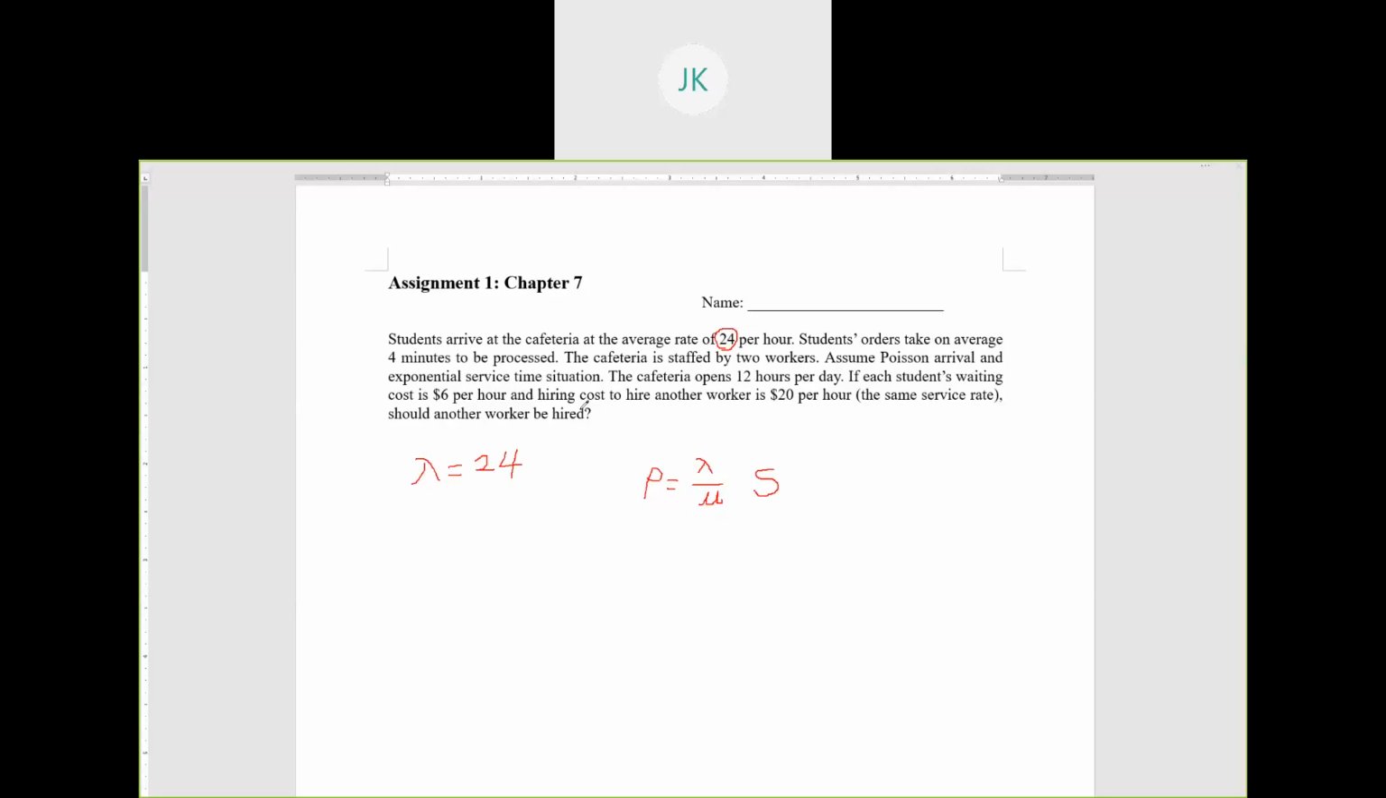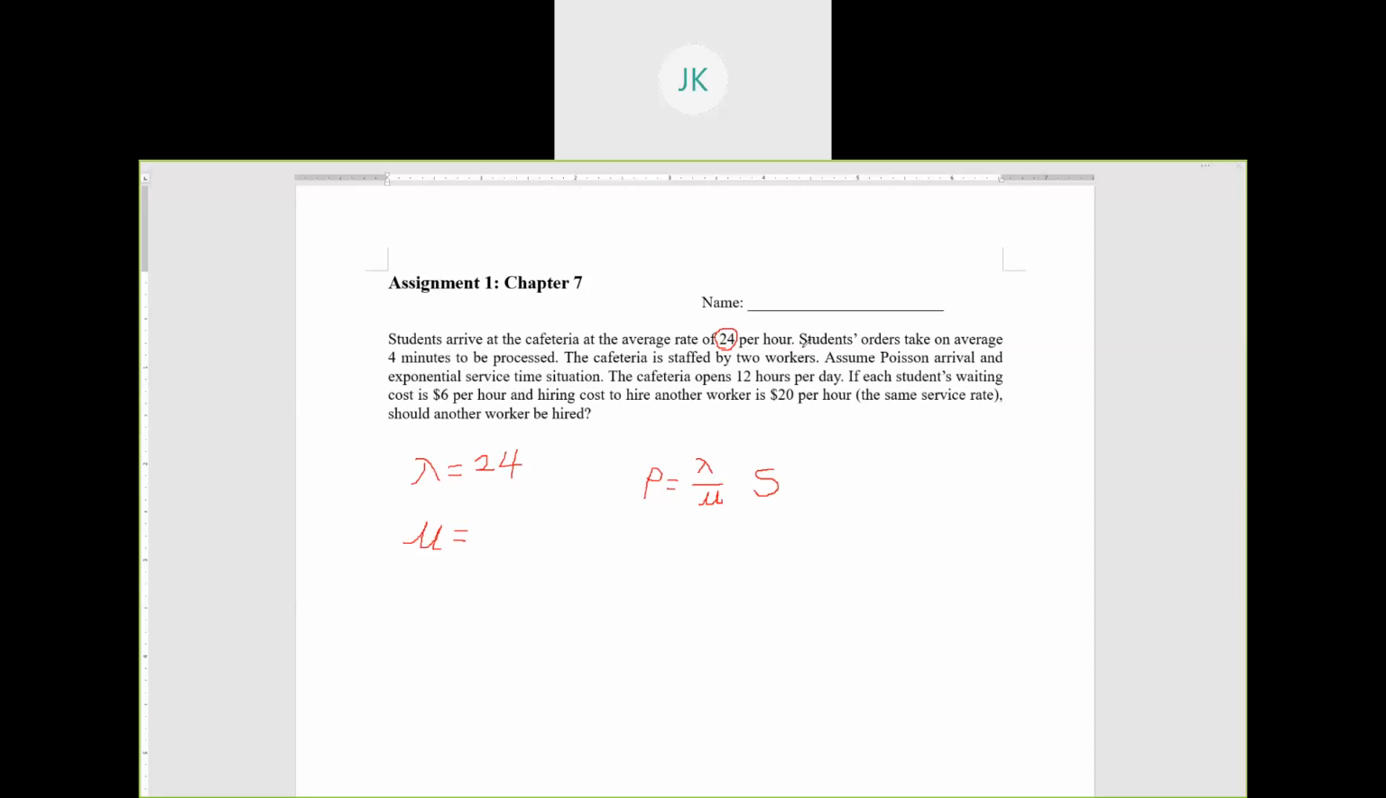Maybe when you take the final, arrival is given by time, like on average every 3 minutes or something like that. Then you need to convert the time to a rate. But this one just gives you how many. So lambda is 24. And then mu, service rate.